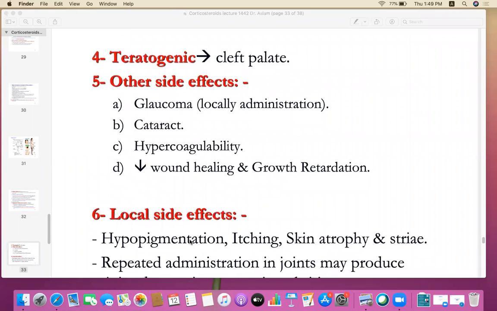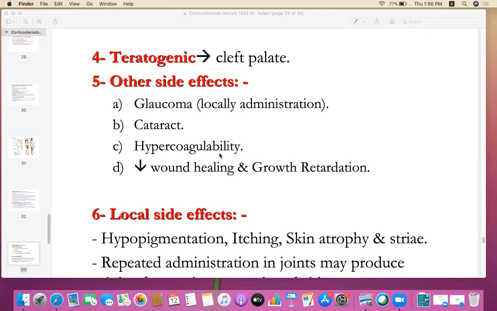Teratogenic, contraindicated in pregnant women, which may lead to cleft palate. Other side effects include glaucoma and cataract. Cataract we discussed in the first lecture. In cataract the vision is not clear, and it may lead to blindness. And in glaucoma the optic nerve is damaged, with chances of optic nerve damage and an increase in the intraocular pressure.